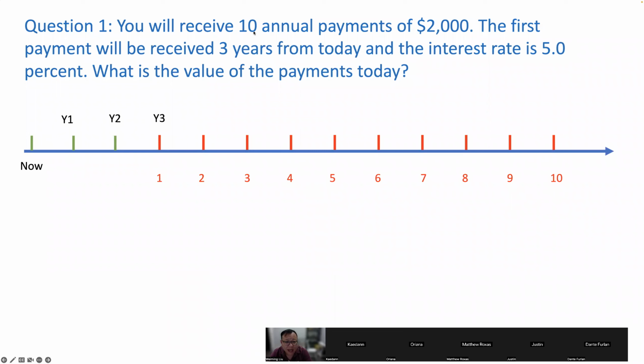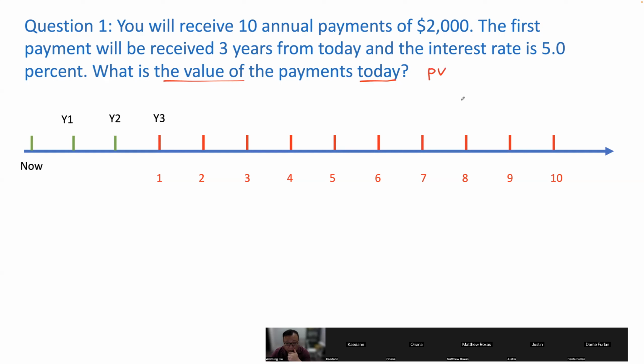They will receive 10 annual payments of $2,000. So then I will count 1, 2, 3 until 10, right? So this is annual payment, okay? And I also learned that the interest rate is 5%. This is the annual interest rate, okay? So with all this information, we want to know what's the value of the payment today. So what's the value of payment today? This tells me we are calculating present value, okay?